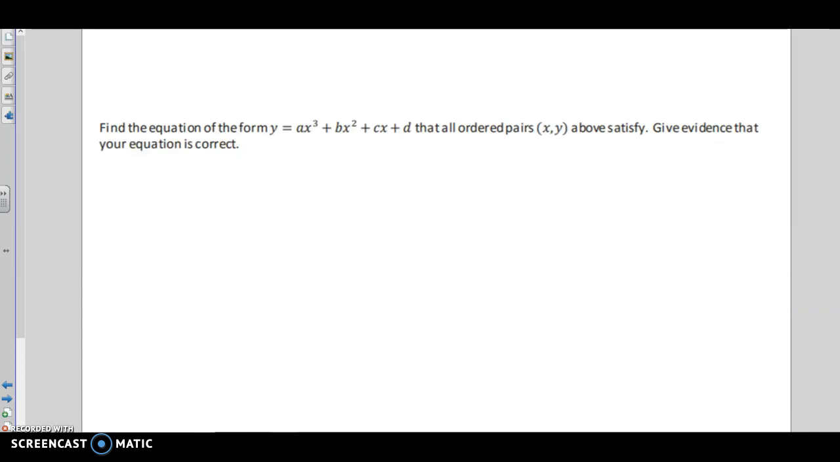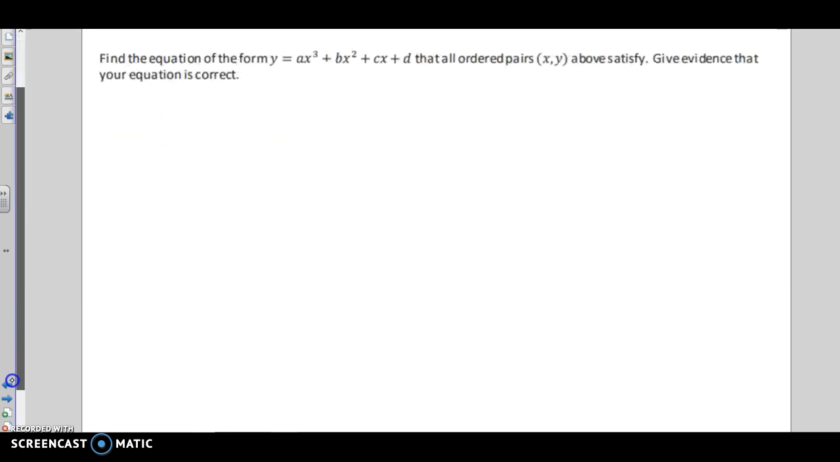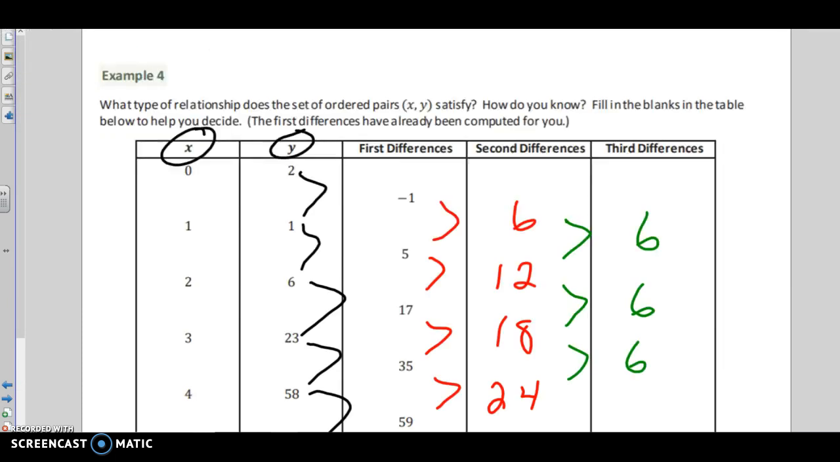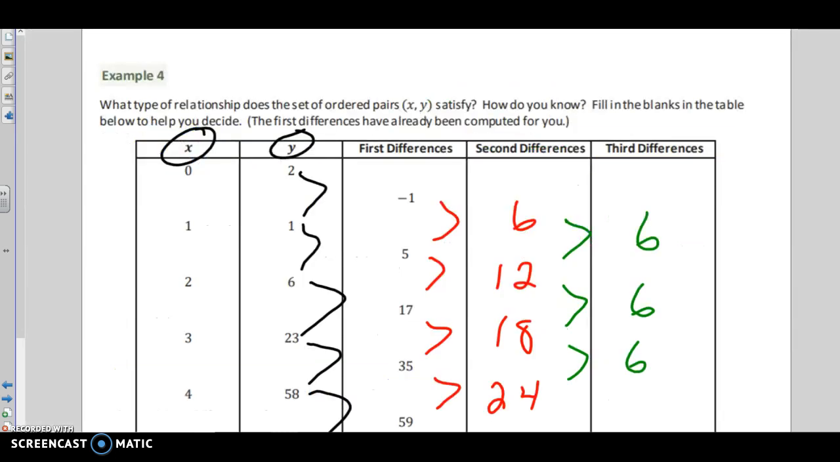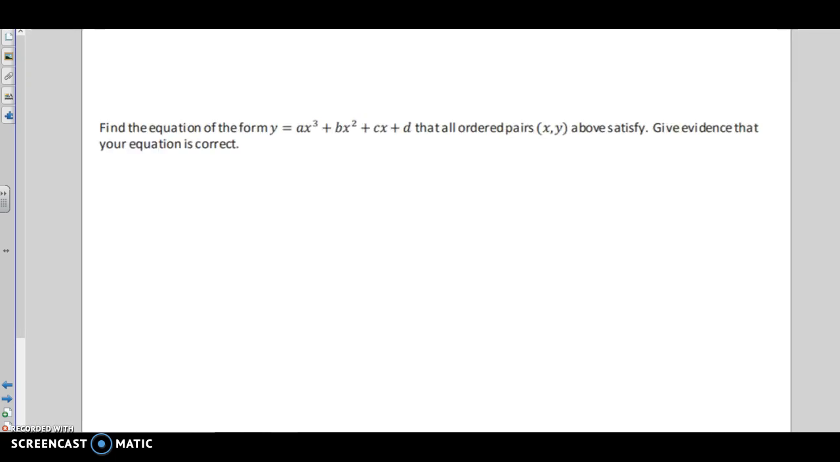Following right up from that, it wants us to find the equation that all the pairs satisfy. This is where the math comes into play. If I flip back a couple of examples, going back to the first video, I know that the third difference of any cubic function is going to be 6a. I know that the third difference of this specific function is 6, so I can figure out the a value by setting 6a equal to 6 and solving for a, so I know a is 1.